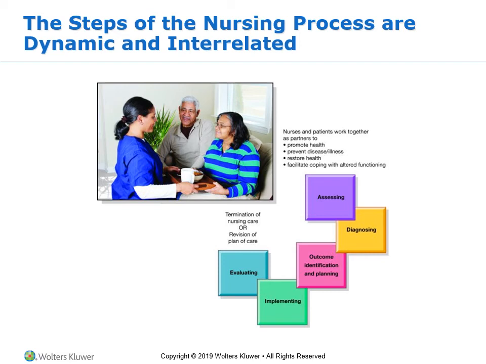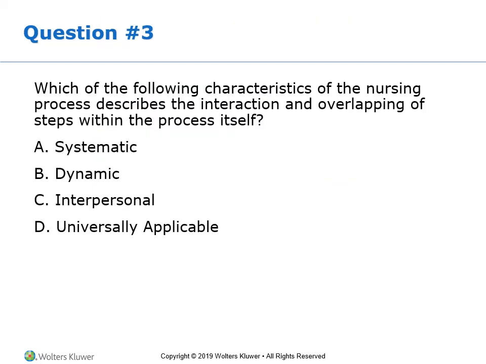So this again just talks about the steps of the nursing process and how they overlap one another, they're dynamic, and they're interrelated. Which of the following characteristics of the nursing process describes the interaction and overlapping of the steps within the process itself?